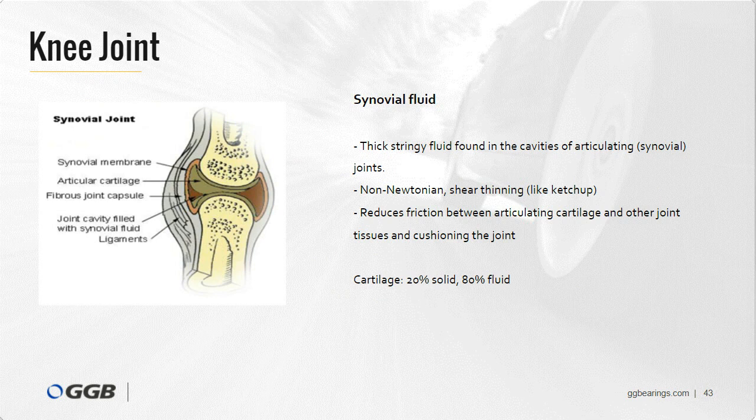So tying this all together, this is a great example of fluid film lubrication, our knee joint. Here we have a few main effects to consider, depending on the activity we're performing in our lives. The knee joint is comprised of a few different entities, but we'll focus on the articular cartilage and the synovial fluid. Cartilage is porous. It's about 20% solid and 80% fluid. The synovial fluid reduces the friction between the articulating cartilage and other joint tissues to help cushion the joint.